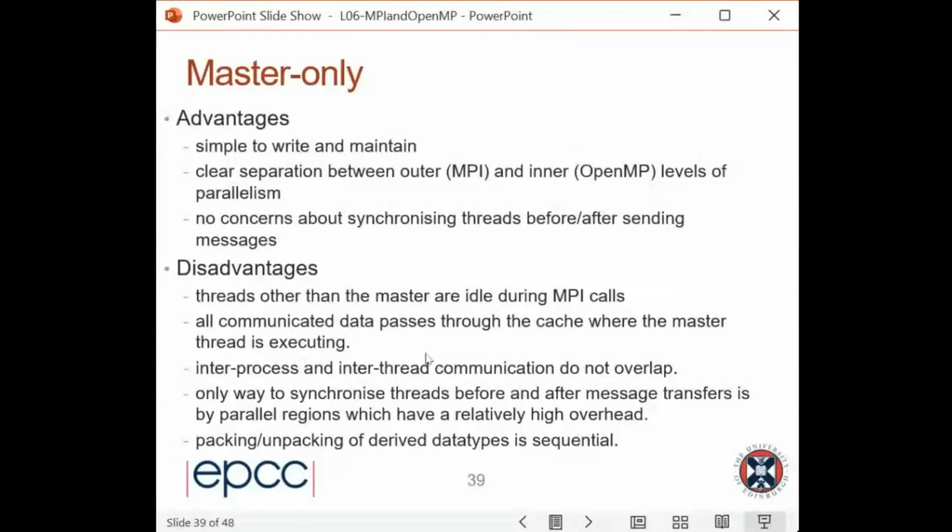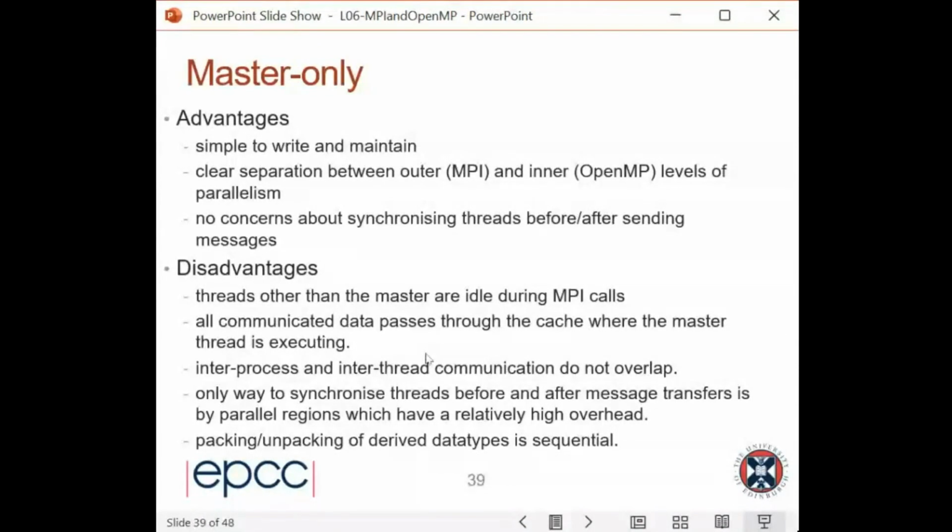You're also not overlapping inter-process and inter-thread communication. The inter-thread communication is happening through the OpenMP sections, and the inter-process communication is happening through the MPI section, but they're completely distinct. And also, the only way to do the synchronization after the message transfers is by parallel regions, and the parallel regions have a relatively high overhead because they're synchronizing all the threads.